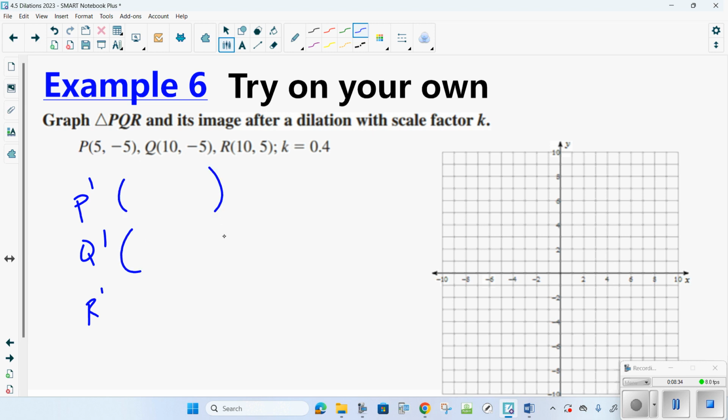All right, welcome back. Let's see if we can get all these now. 0.4. So I'm going to multiply 5 times 0.4, which is 2, and negative 2 times 0.4 would be 4, and negative 2, and 4, and 2 again. So the original 5, negative 5, 10, negative 5, and 10, positive 5.